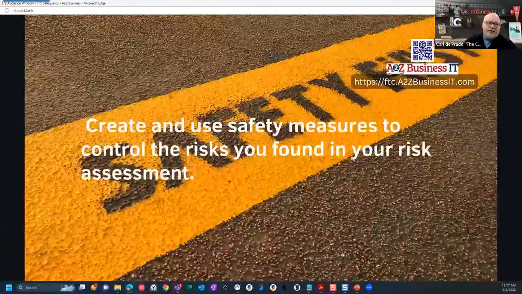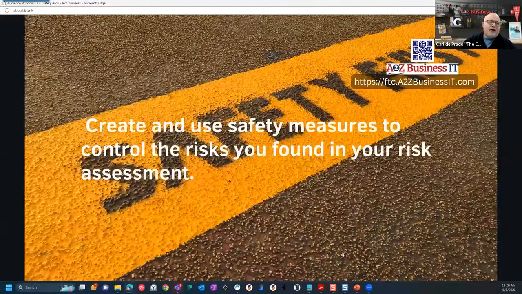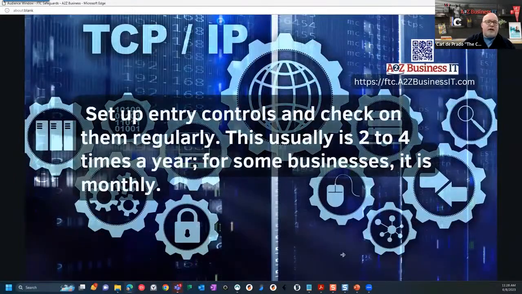Then from that assessment, and this is why it's so important, because the assessment runs everything, you're going to create and use safety measures to put controls on the risks you found in that assessment. So from this, your team's going to create a plan, and then from that plan, you're going to set up certain controls. You may have controls in place, but you may find that you need new ones. But they need to be checked regularly, anywhere from 2 to 4 times a year, in a business review. In some cases, I have clients where we do this monthly, especially when you're onboarding and offboarding employees. You're definitely going to want to make sure that those changes are done at that point.